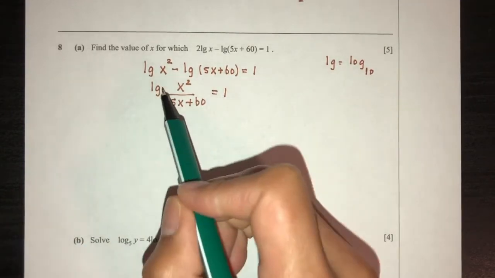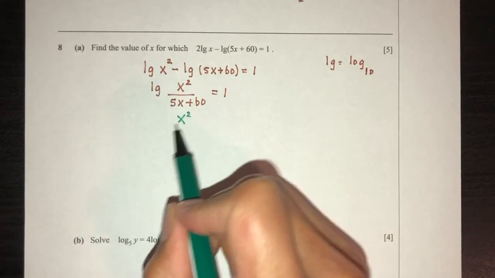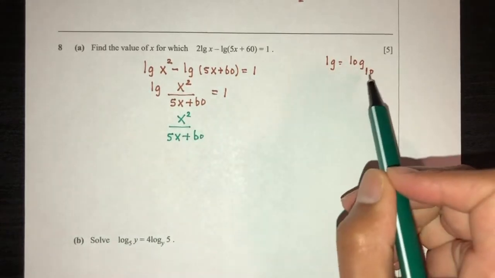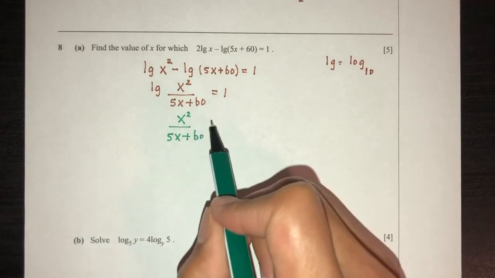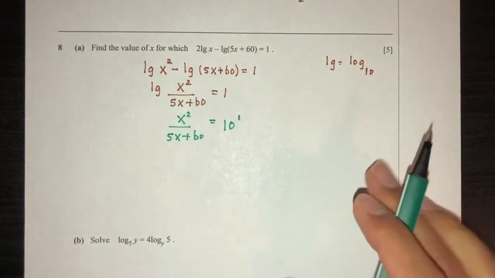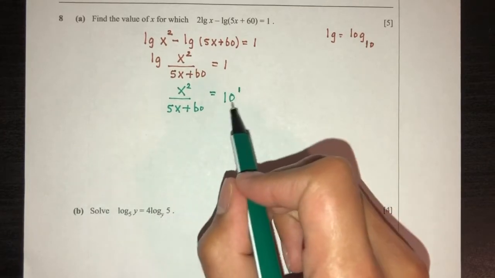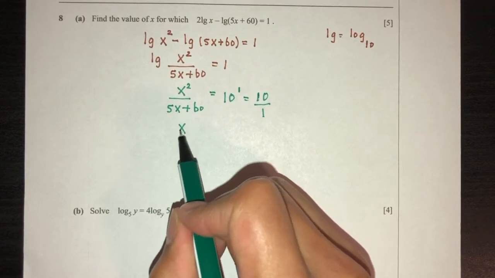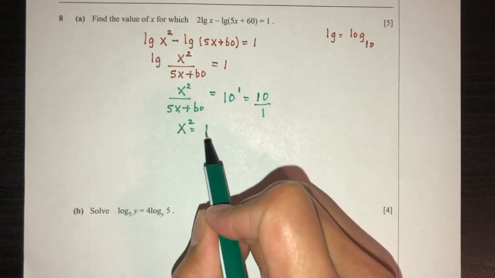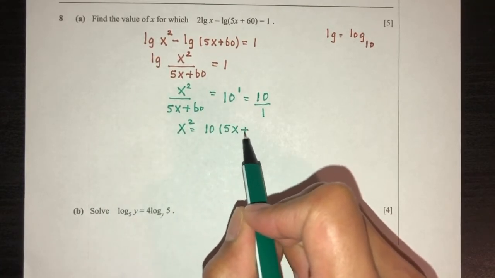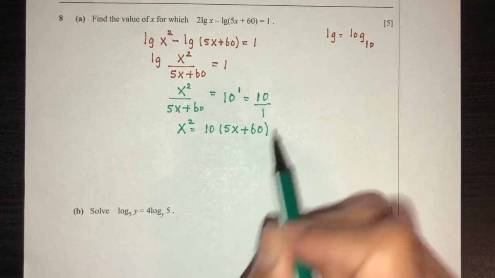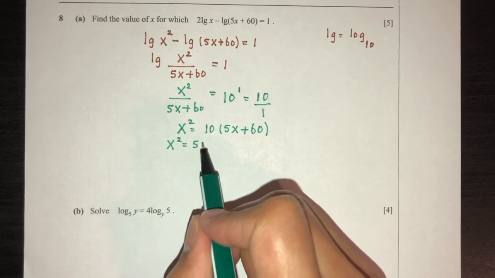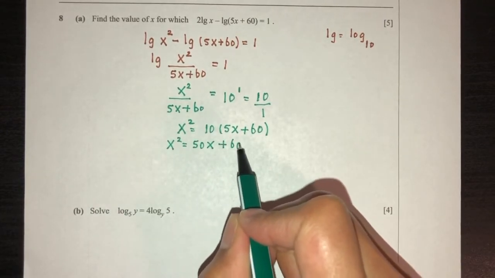Now we have to send log over here. So basically solve that log. So when you send log to the other side, now log is base of 10. When you send this to the other side, it becomes 10 power 1. Okay, so you will have 10 here, which is 10, right? We have to cross multiply, become x squared equals 10 times 5x plus 60. Now we have to expand, so x squared equal to 50x plus 600.